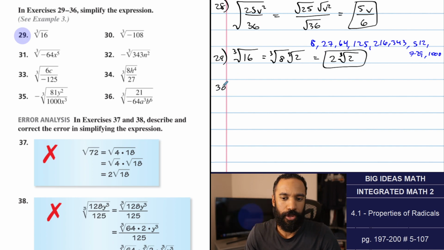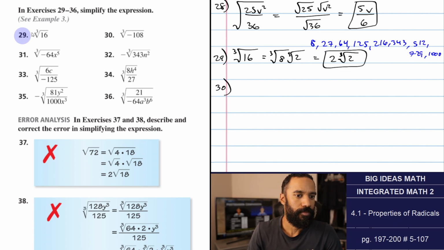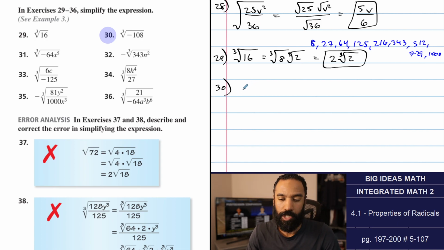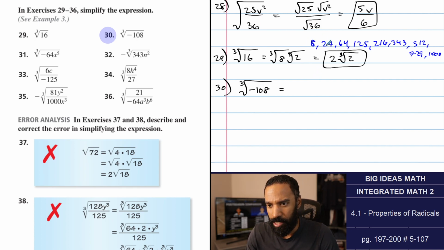Okay, number 30. Cube root of negative 108. Remember, you can take cube roots of negatives. The result will be negative. Maybe we're going to get an opposite of a negative somewhere. I'm not actually sure. But the answer is negative as we pull some things out. Let's pull something out. Largest perfect cube factor, I think it's going to be 27. 27 times 4 gives me 108.